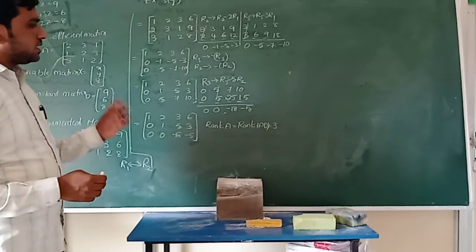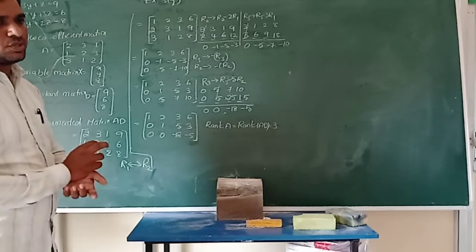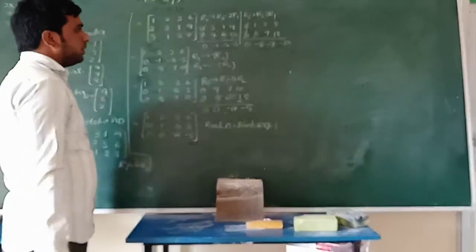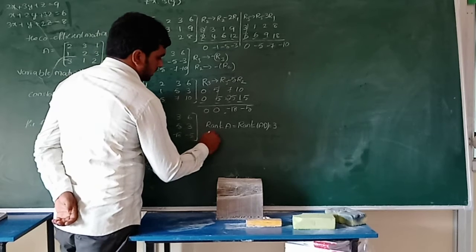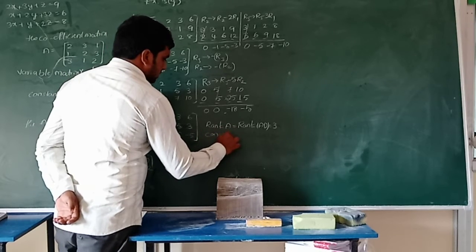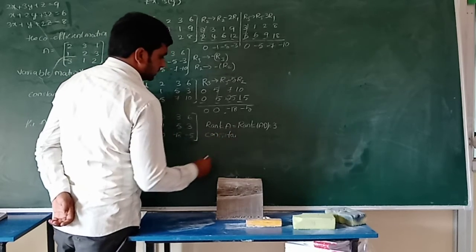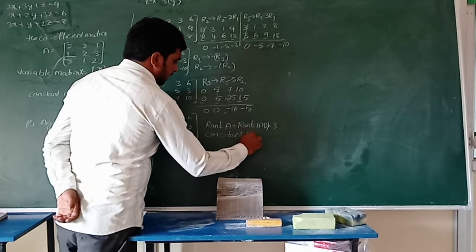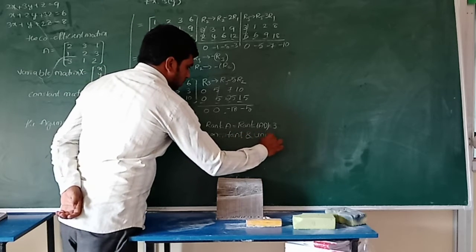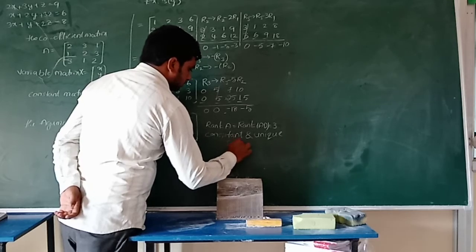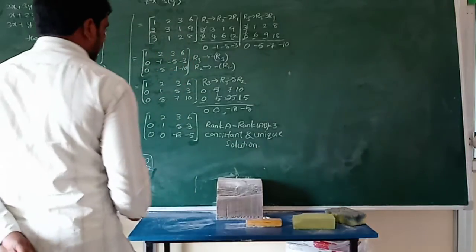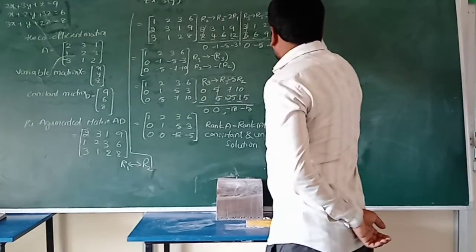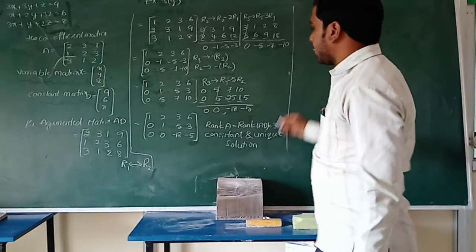Rank of A is equal to rank of AD is equal to 3, so that is a consistent and unique solution. Already we have written the formulas for this. That is a consistent and unique solution. So the solutions are this one, the last one.